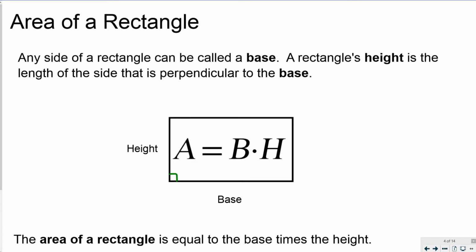The formula for the area of a rectangle and for all parallelograms is essentially area is equal to base times height. Any side of a rectangle can be a base, and a rectangle's height is the length of any side that is perpendicular to the base. So the area of the rectangle is equal to the base times the height.